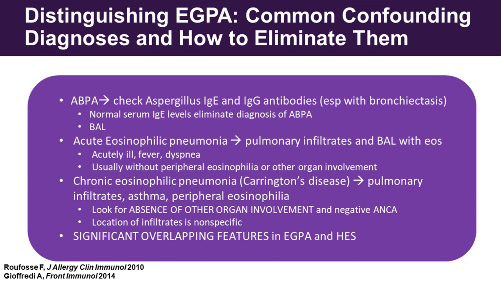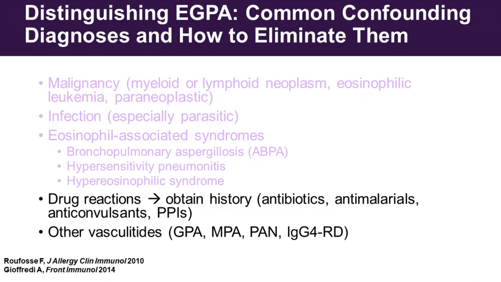And as I mentioned, there are significant overlapping features. There's no location of infiltrates. There's not one thing that we can tie our diagnosis on. But if they have a positive ANCA and they have vasculitic involvement, then that obviously is going to make you think more about EGPA than chronic eosinophilic pneumonia.